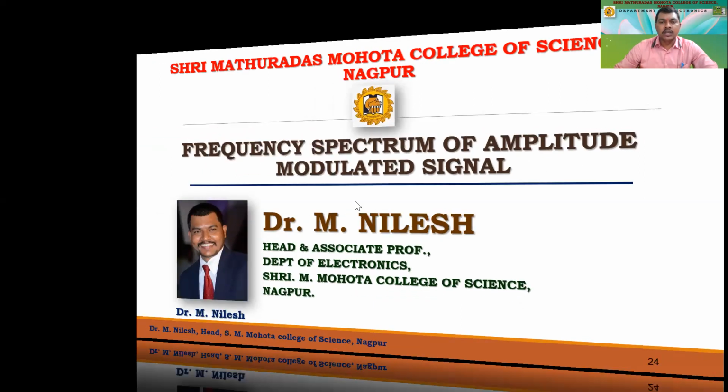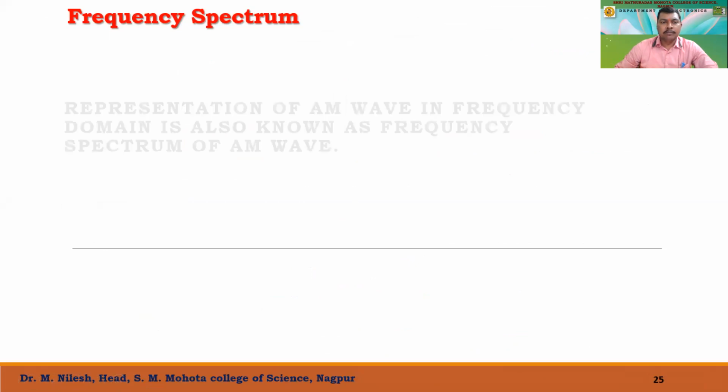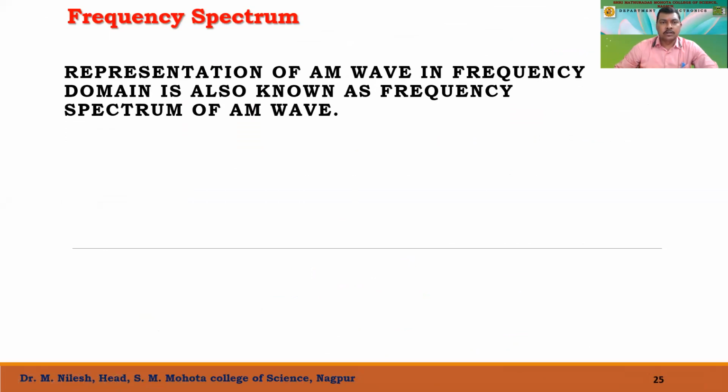I will just start with the definition of the amplitude modulated signal. So this is the definition of the frequency spectrum. The representation of an AM wave in frequency domain, right? It is the representation of amplitude modulated wave in frequency domain that is known as the frequency spectrum of AM wave. And now I would like to show you the graph itself so that you will understand very nicely what I really mean by saying frequency spectrum.